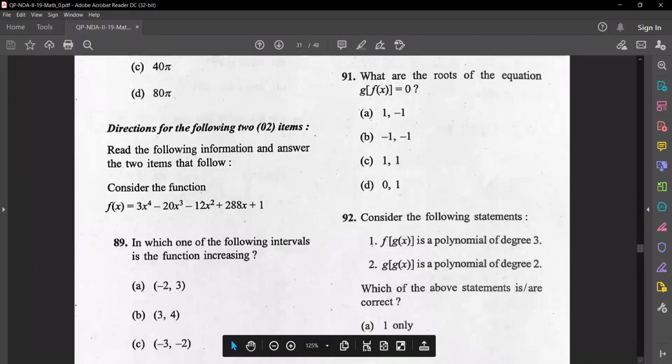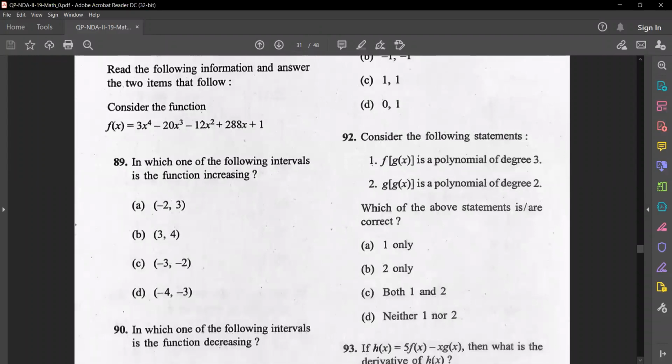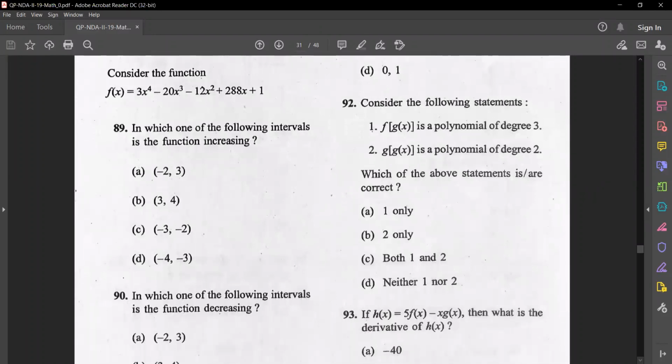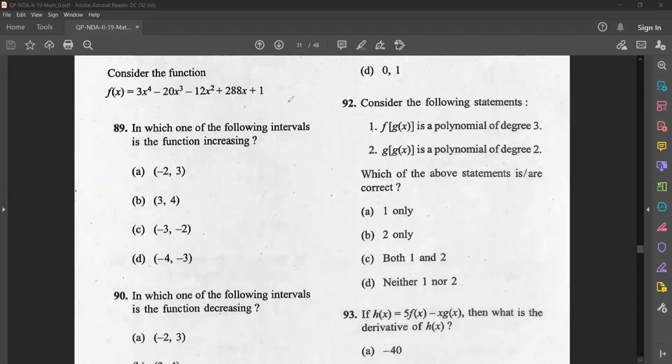Read the following information and answer the two items that follow. Consider the function f of x is equal to 3x raised to 4 minus 20x cubed minus 12x square plus 288x plus 1. In which one of the following intervals is the function increasing? So they have given the intervals. You have to find in which of these intervals this function is increasing. Okay, so please try all of you. Comment your answers. Very easy direct question.